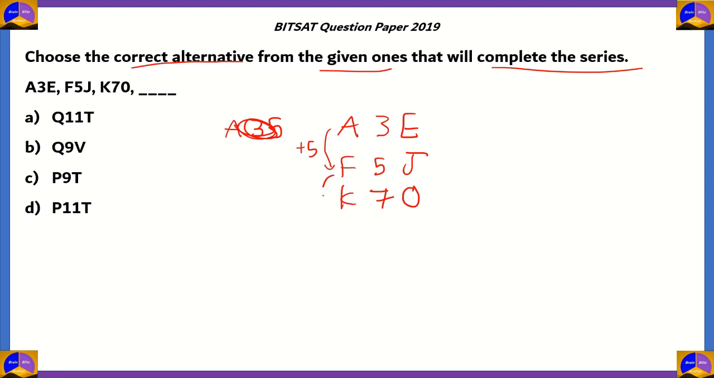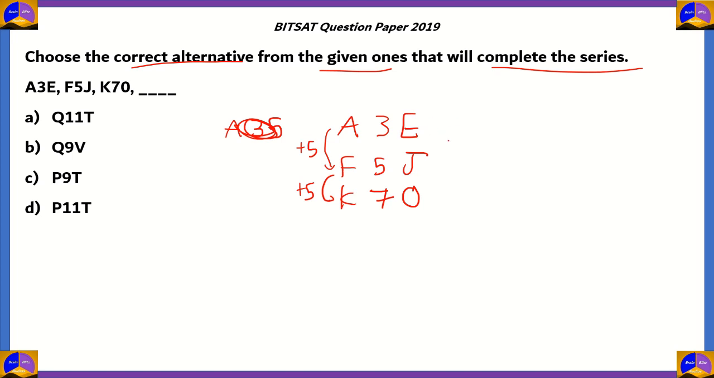Similarly, the letter K, let's count its position from F. G is the 1st, H is the 2nd, I is the 3rd, J is the 4th, and K is the 5th. So again, a +5 relation. So the first letters in each of the elements in the series are 5 places from the previous one.